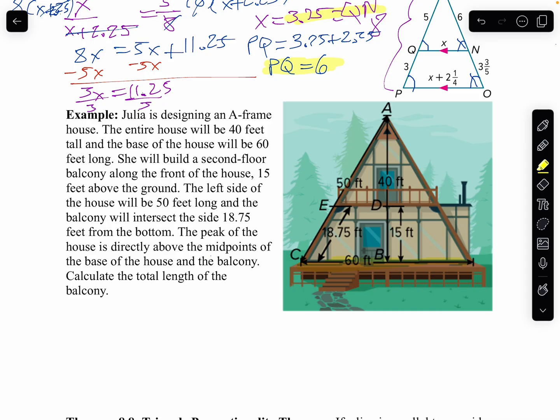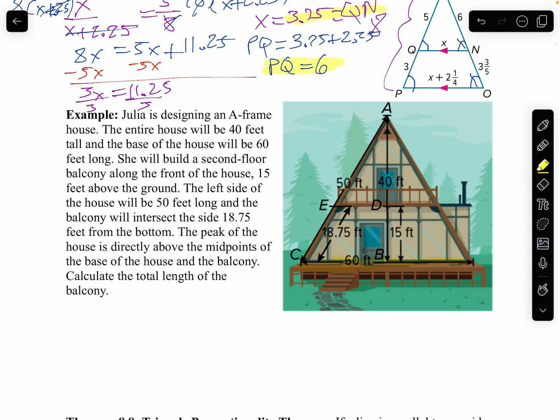Okay? She's going to build a second floor balcony. That's cool. Balconies are always cool. And she wants it to be 15 feet above the ground. The left side of the house is going to be 50 feet long, and the balcony will intersect 18.75 feet from the bottom. The peak of the house is directly above the midpoint of the base of the balcony. Calculate the total length of the balcony.